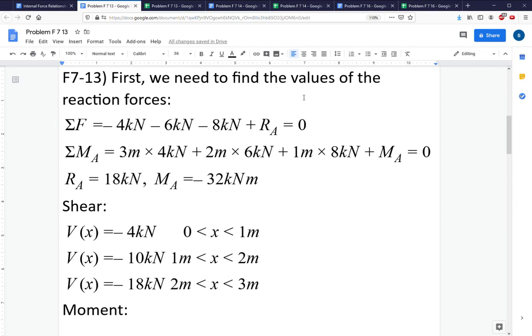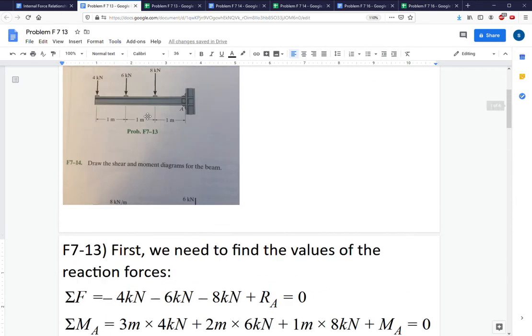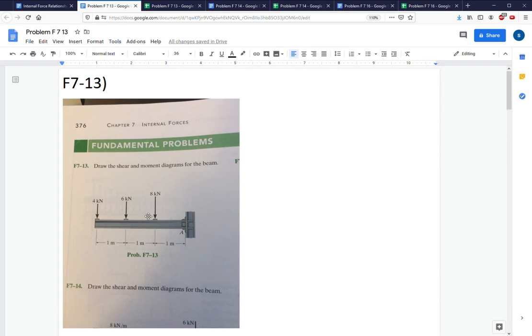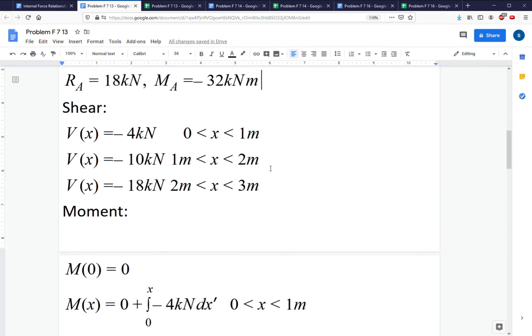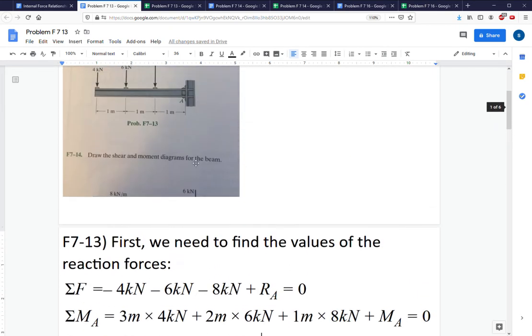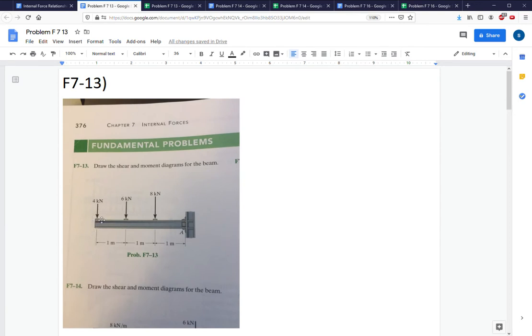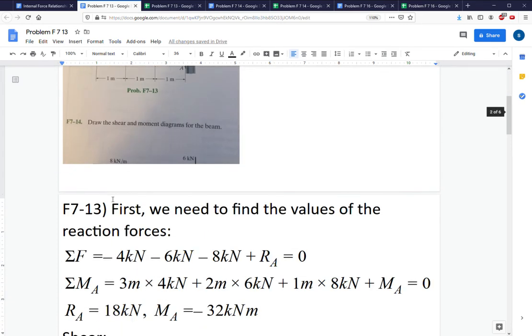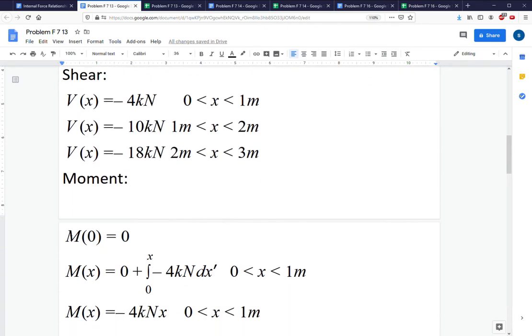Now our moment function, we need to consider that the shear represents the derivative of moment. So to find the moment function, we're going to start, again, say at the leftmost point it's 0. There's no applied moment at this point, so the moment at the leftmost point is 0. Then we're going to say that moment is equal to the integral of shear. But shear is a piecewise function, so we need to do a piecewise integration.